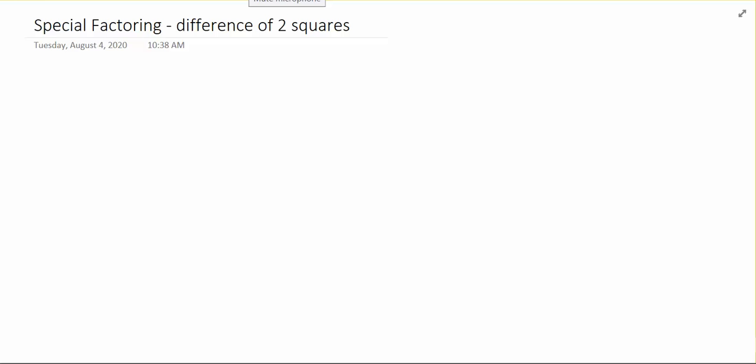So in this video, we're going to look at factoring the difference of two perfect squares. So the difference of two perfect squares is as follows.